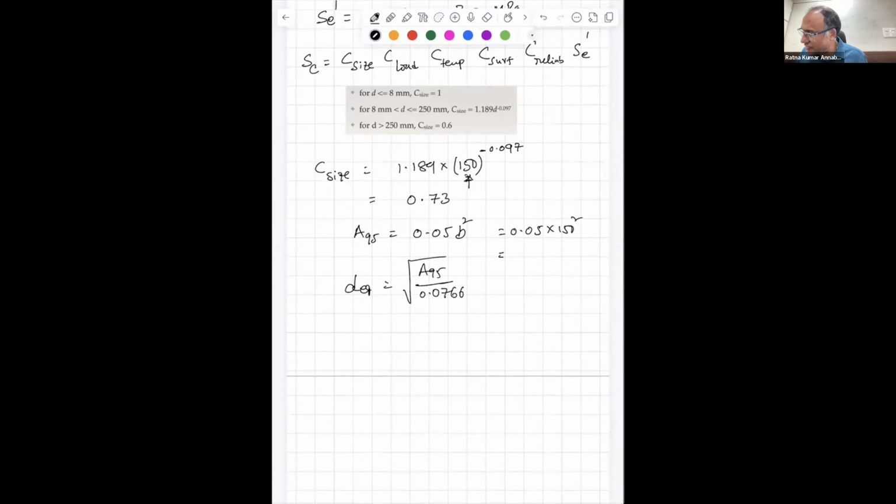So first I need to calculate A95. What is A95? It's 0.05 into 150 square, that is 1125. So that is 1125 divided by 0.0766 under root. That is giving me 121.2. Now in this I need to plug in 121.2, not 150. So a small oversight would have caused a lot of trouble, isn't it?